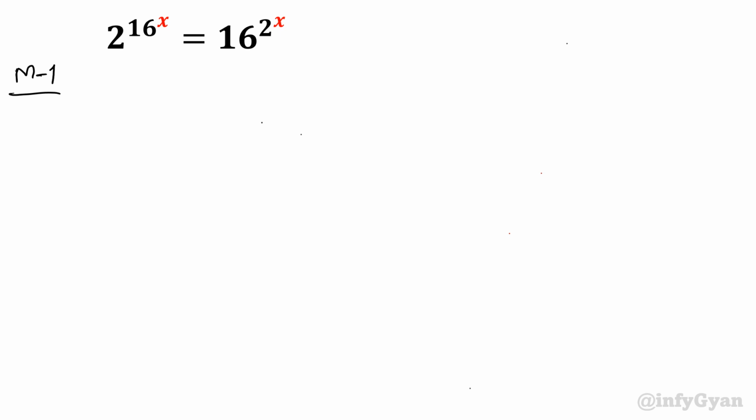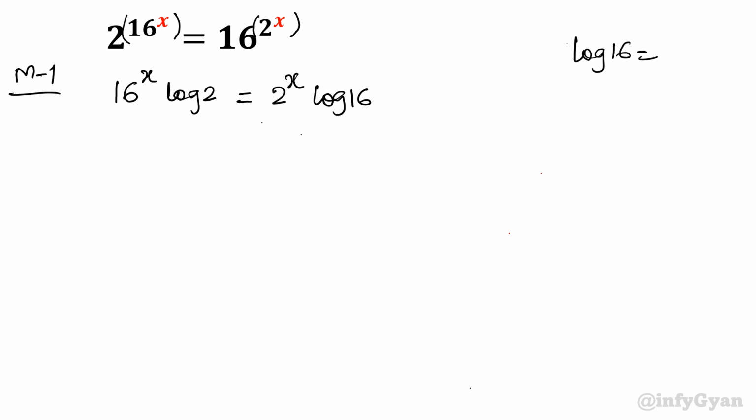Take log both sides. So I will consider 16 power x, 2 power x. Take log both sides. So equation will be 16 power x log 2 is equal to 2 power x log 16. Now I will calculate log 16, which is log 2 power 4. So I will write 4 log 2. I am using the logarithmic properties only.